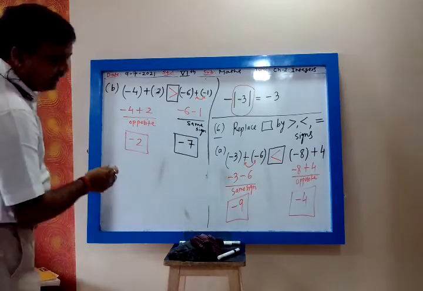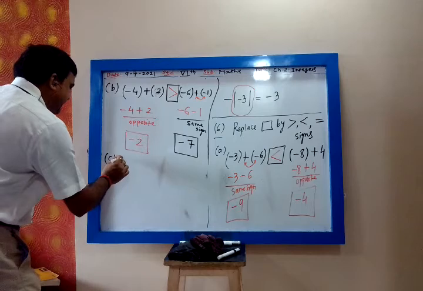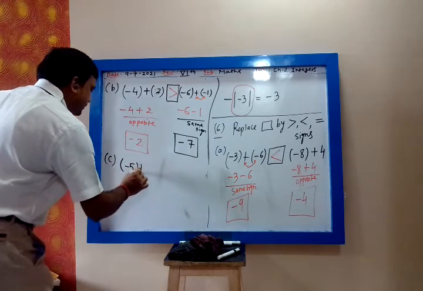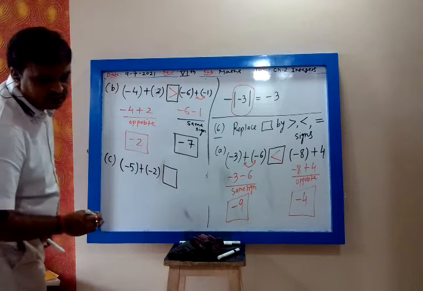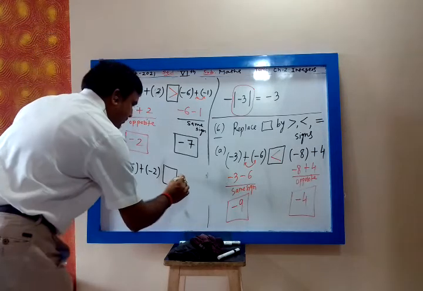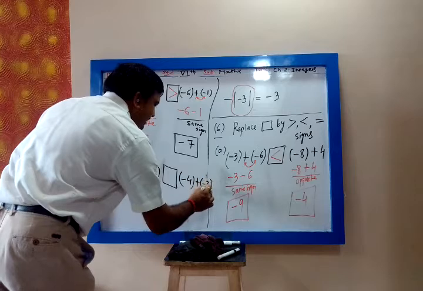Then C part. Yes, mute the microphone. C part. Minus 5 plus minus 2, bracket, box. Minus 4 plus minus 3. No, don't tell me the answer, because I have to solve now, my dear.